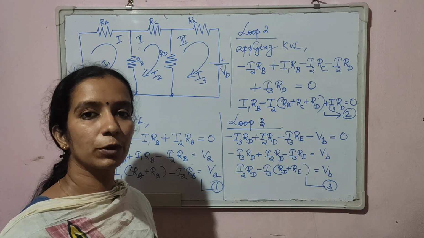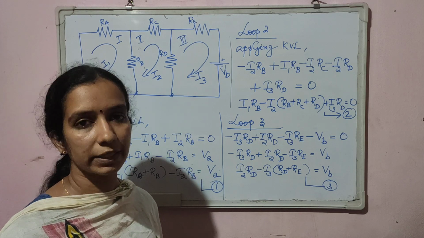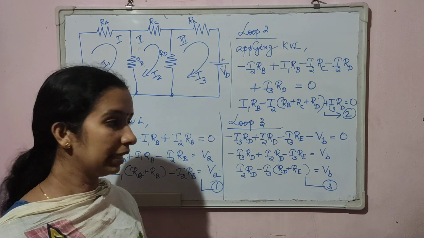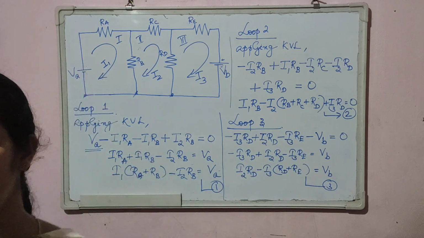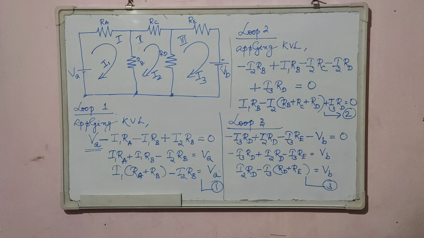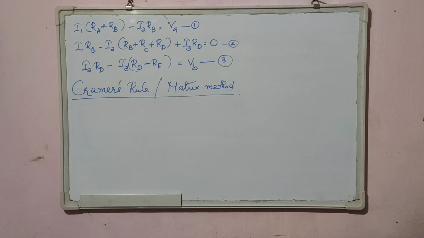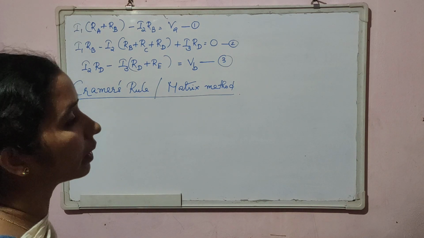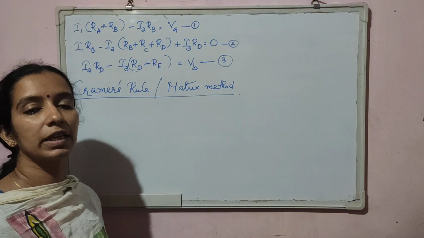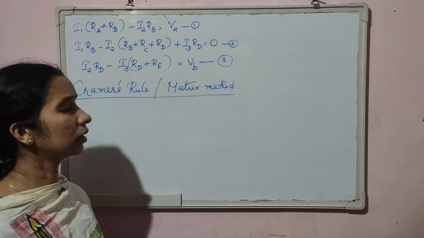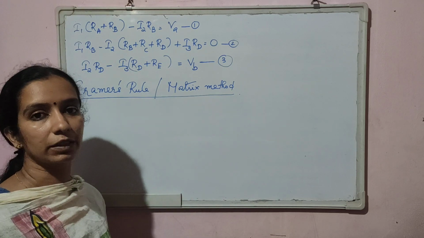And that method is known as Cramer's rule or matrix method. So let us study how to solve these 3 equations using Cramer's rule. So we are going to solve these 3 equations using Cramer's rule. So these are the 3 equations that we got corresponding to the 3 loops. So now let us see how to solve these 3 equations using Cramer's rule. It is also known as matrix method.